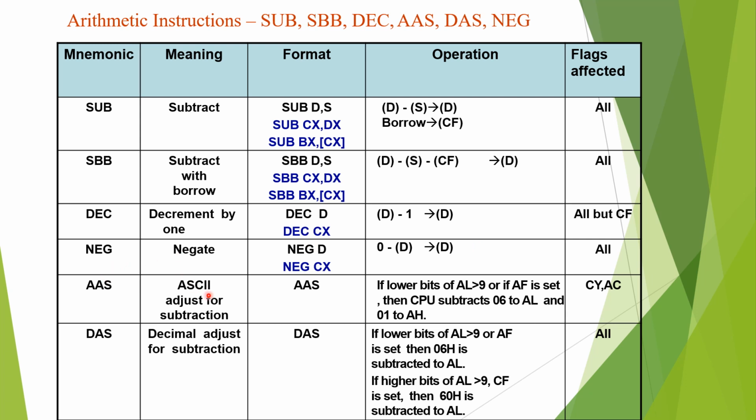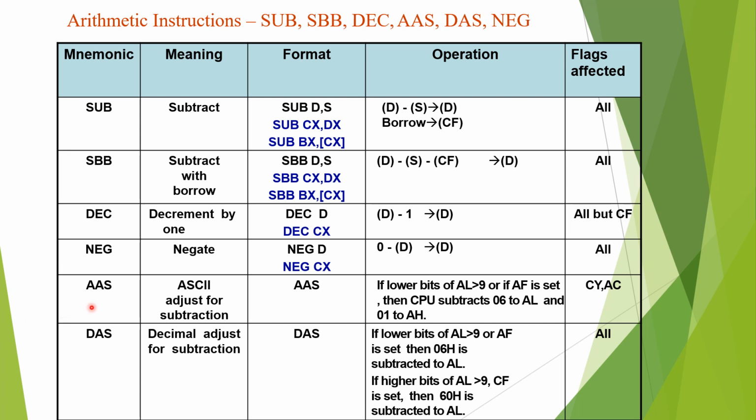And negate. Negate means complement, so negate the destination. Whatever data is present in the destination is complemented. So NEG CX, that is 0 minus CX, and the value is stored in the destination. All of the flags get affected. Here the sign change of the operand can also happen for the negate instruction.